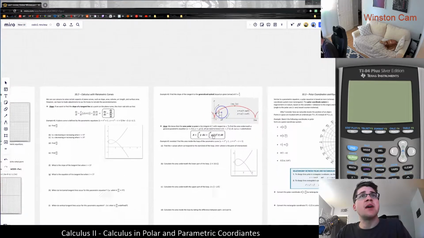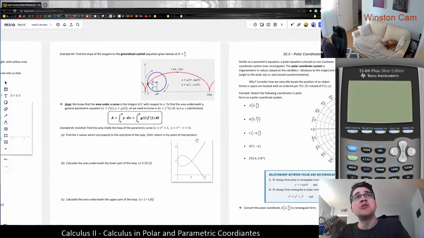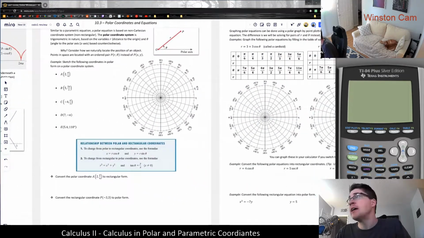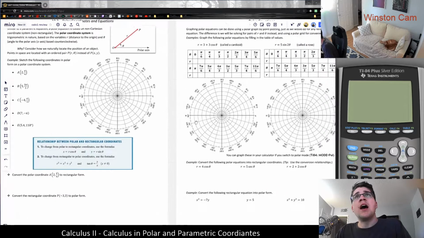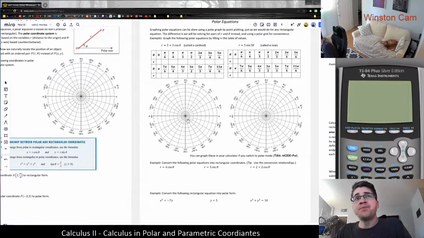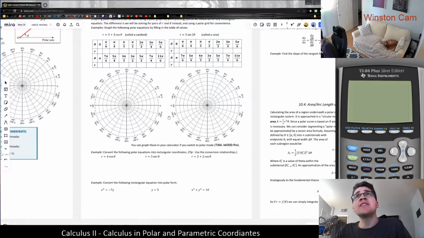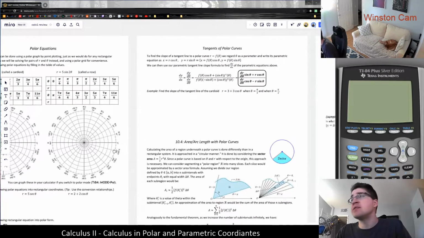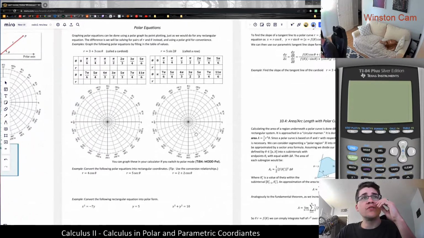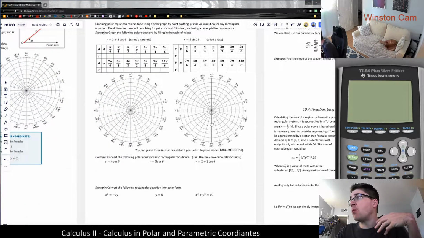So we spent some time talking about parametric equations, how to do tangents and area in those forms. And we were working on polar coordinates in the last couple classes. The last little bit before we get into calculus of the polar curves, I want to talk a little bit about polar equations and conversion between them.